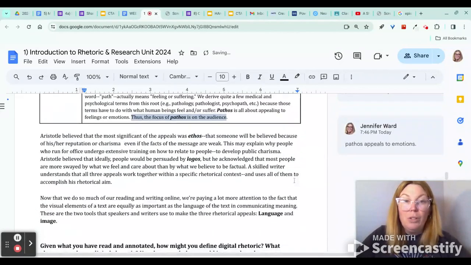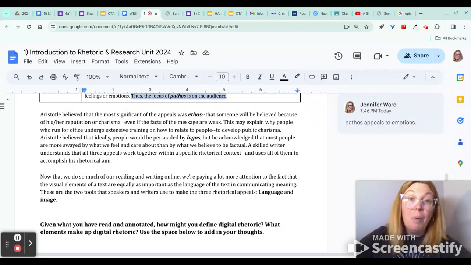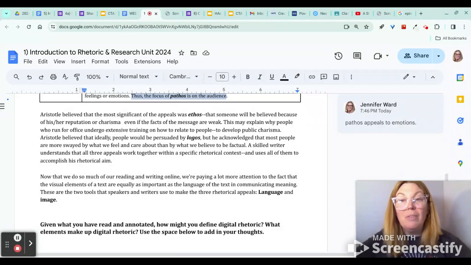So then we're almost done with our article. Aristotle believed that the most significant of the appeals was ethos, that someone will be believed because of his or her reputation or charisma, even if the facts of the message are weak. This may explain why people who run for office undergo extensive training on how to relate to people to develop public charisma. Aristotle believed that ideally people wouldn't be persuaded by logos, but he acknowledged that most people were swayed by what we feel and care about more than by what we believe to be factual. Hey, I just said the same thing.